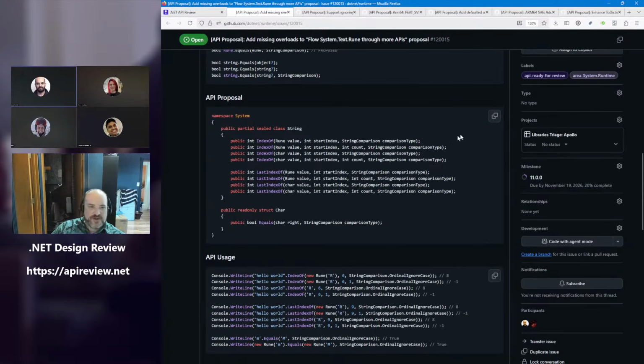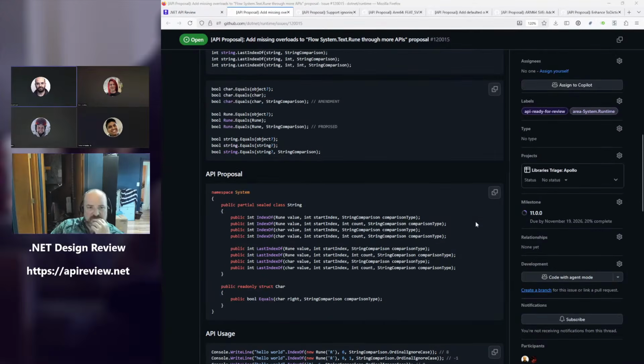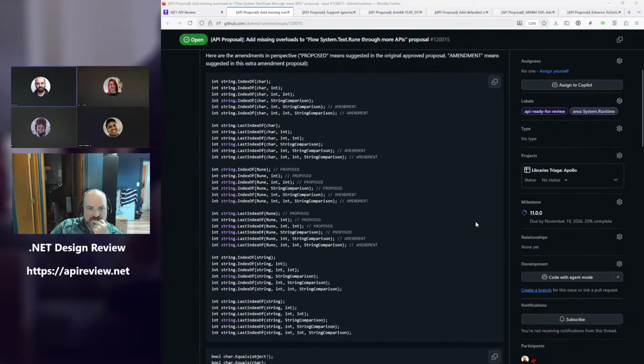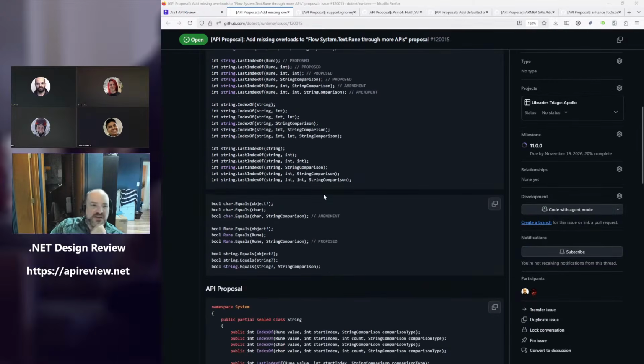Oh, good. That's better than me trying to rewrite it to look like that. So basically we need to add index of, which takes rune and has start index and string comparison, and another one which takes string index, start index and count. All right, 2 index of, 2 last index of, 2 more index of, 2 more last index of, and then okay, these are just saying they're already here.